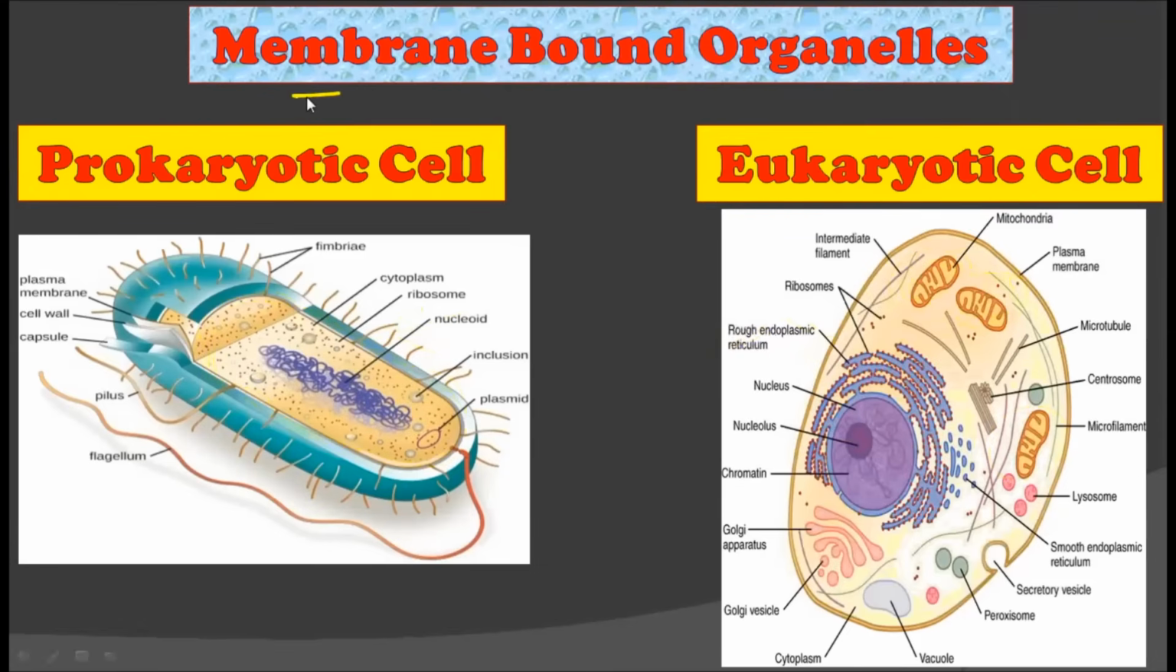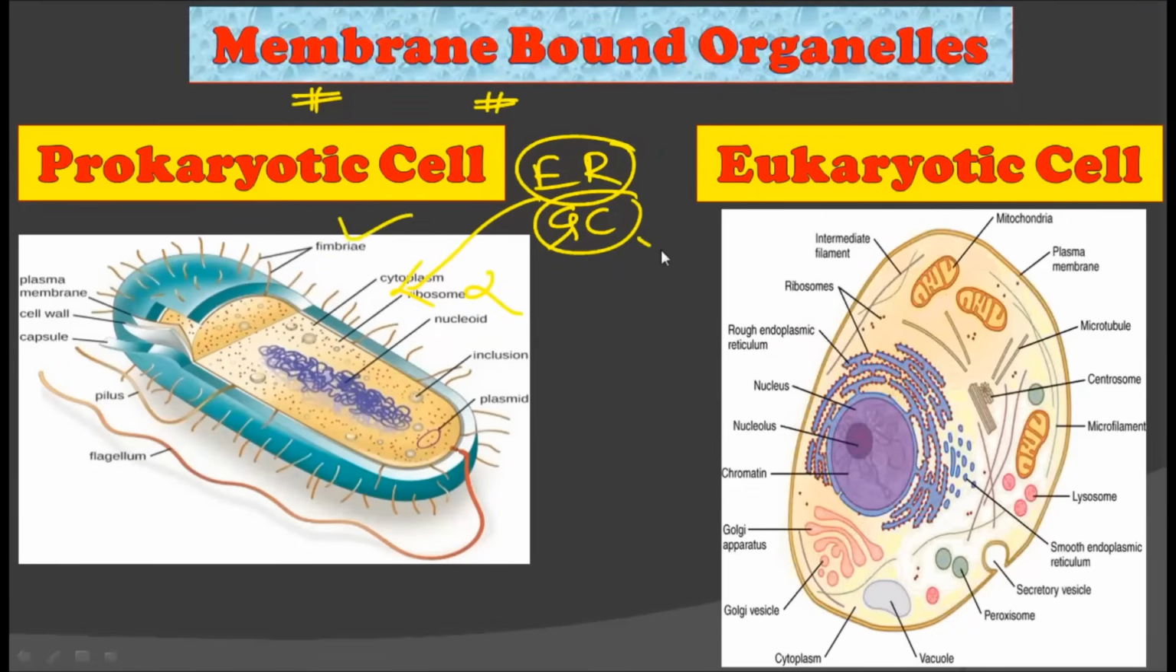Now, the next difference between the two is about the membrane-bound organelles. As you know, there are many membrane-bound organelles like endoplasmic reticulum, Golgi complex. All these are membrane-bound organelles, and these membrane-bound organelles are completely absent in the prokaryotic cell, while they show their presence in the eukaryotic cells. Here you can observe the rough endoplasmic reticulum and the smooth endoplasmic reticulum, which is present in the animal cells, that is the eukaryotic cells, but the endoplasmic reticulum is completely absent in the prokaryotic cell.